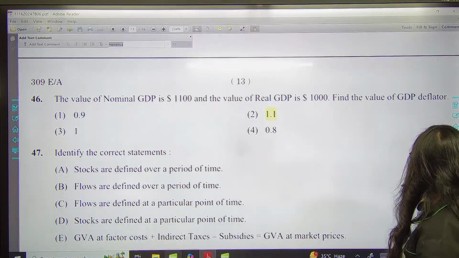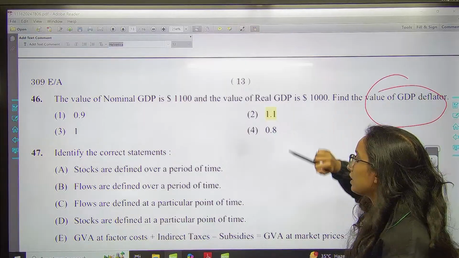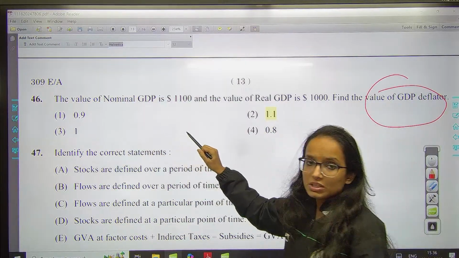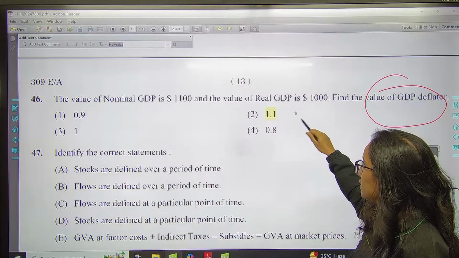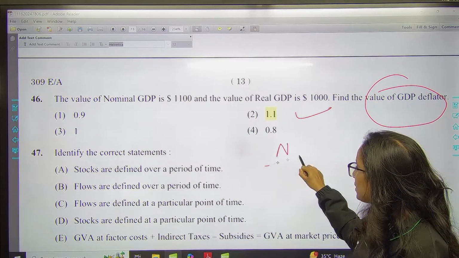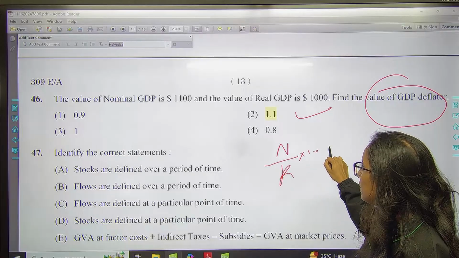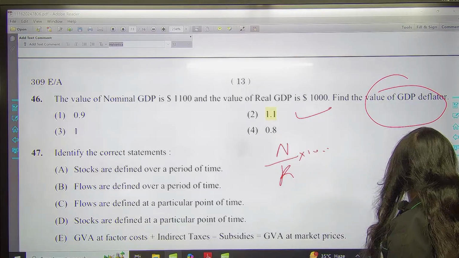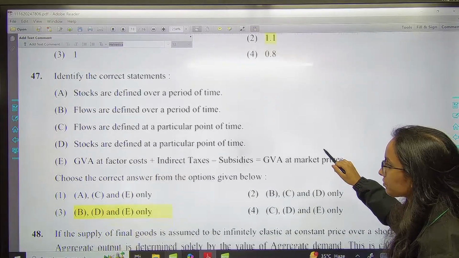Then they have asked you GDP deflator. GDP deflator again important topic. अगर nominal GDP is $1,100, real GDP is $1,000, what would be the value? You know, it is nominal GDP upon real GDP into 100. So 1,100 divided by 1,000, you would get 1.1.